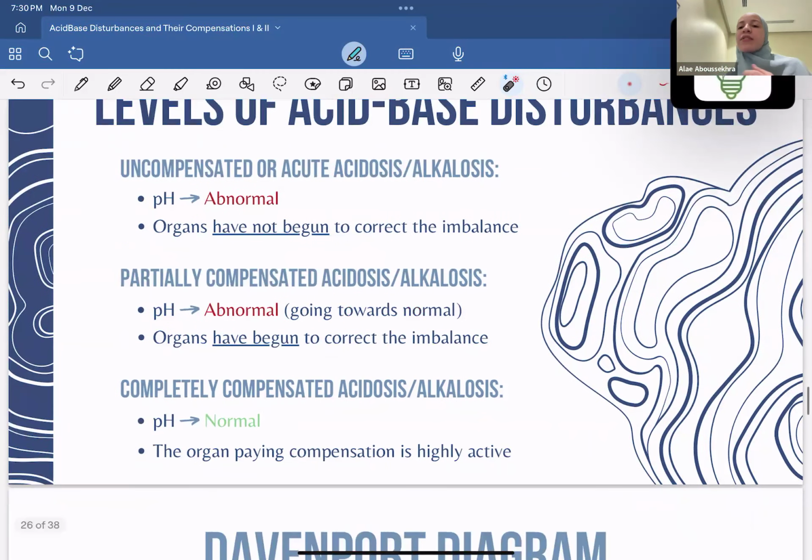And finally, we have the completely compensated acidosis and alkalosis. You can see that the pH went back to normal, and the organs are very active, and you can recognize their activity by seeing that the bicarbonate and the CO2 concentrations are very abnormal. But that's fine. They eventually go back to normal. It's just that when they're trying to compensate, there's obviously going to be an abnormal thing happening to them. So yeah, that's it. These are the disturbances.